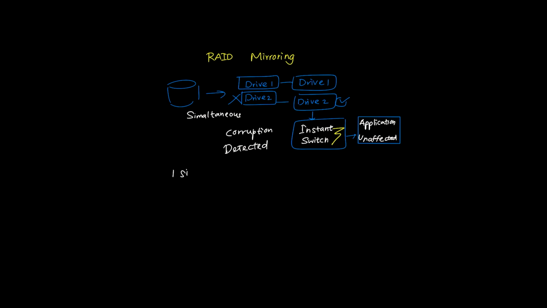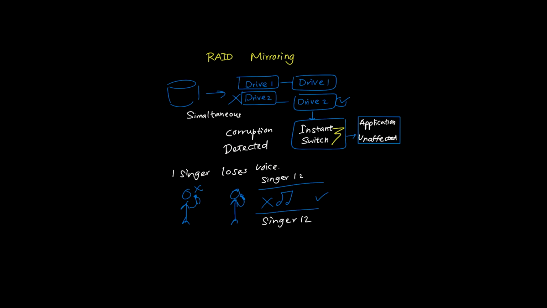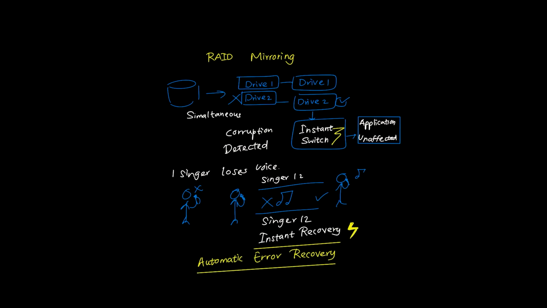When the system detects corruption on one drive through checksums, it immediately serves the data from the mirror drive. No reconstruction needed, no calculations required, just instant failover to the good copy. This automatic recovery happens transparently to applications. The cost is double the storage, but for critical data, that instant recovery capability is invaluable.